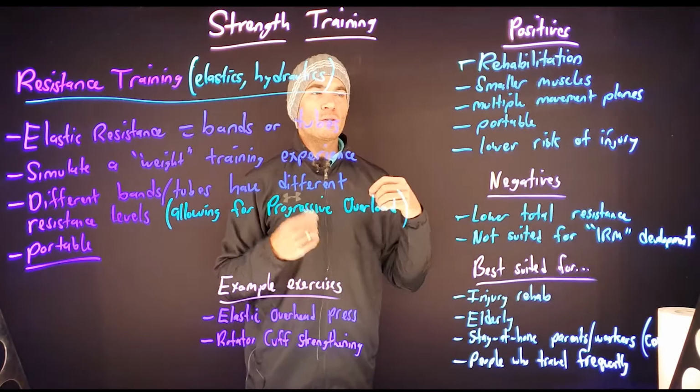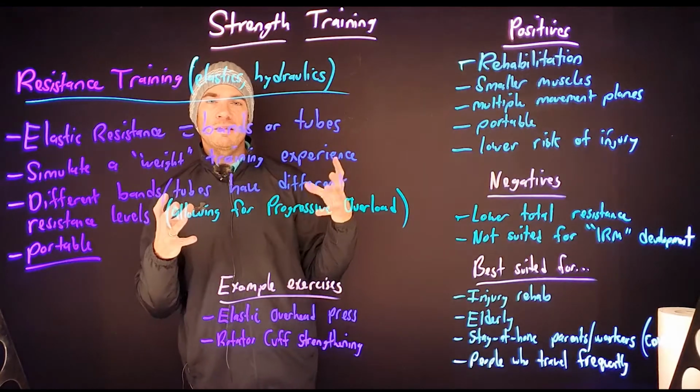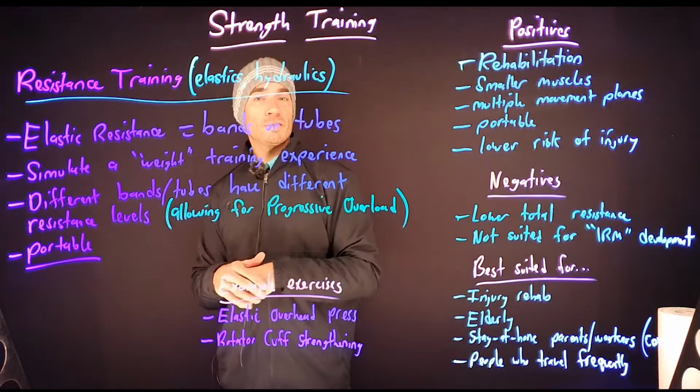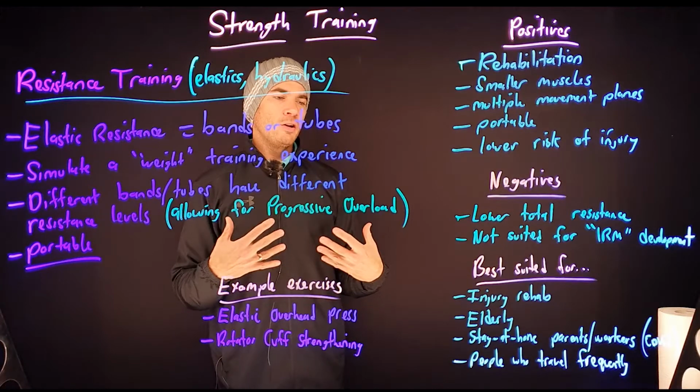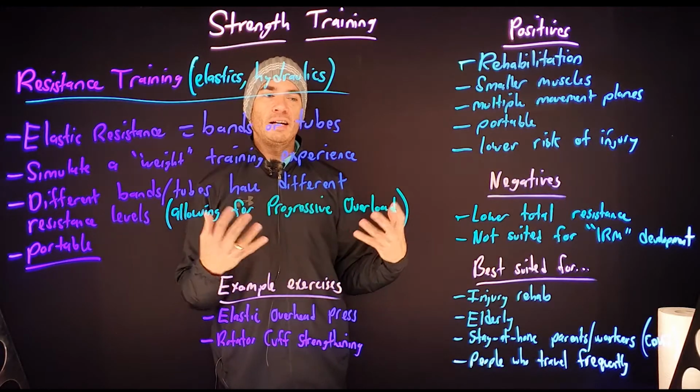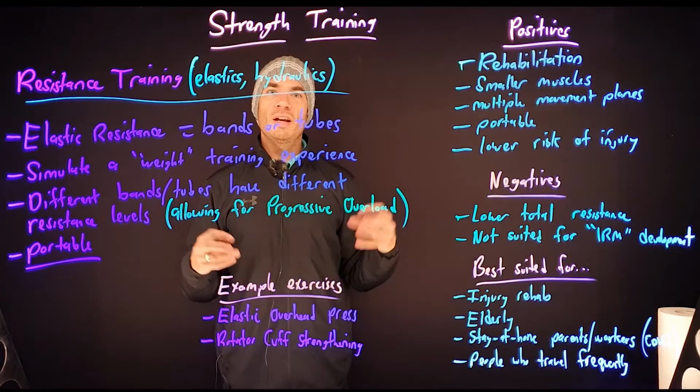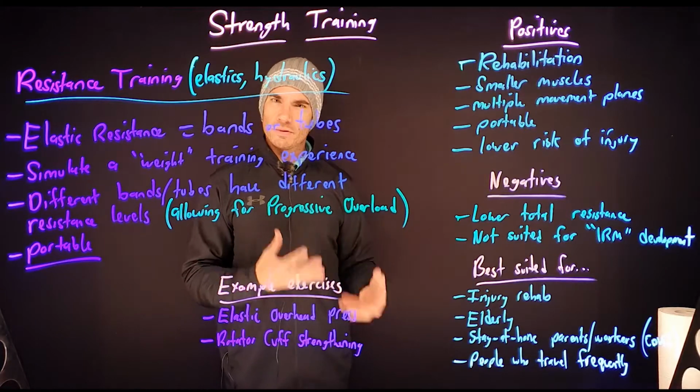So other ones that we've got smaller muscles, so elastic bands and elastic tubes are able to target the smaller muscle groups as opposed to just working the big ones, because when you are lifting something heavy and large, all your big ones get recruited first, and then after they fatigue, then your small ones will start to kick in.